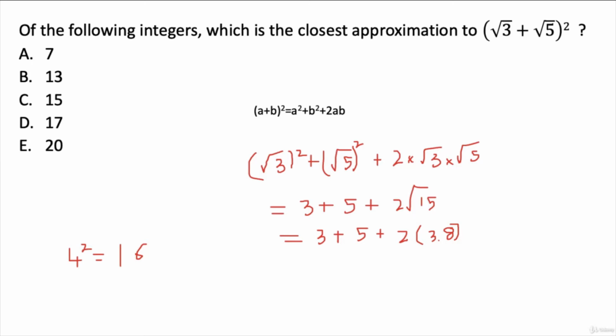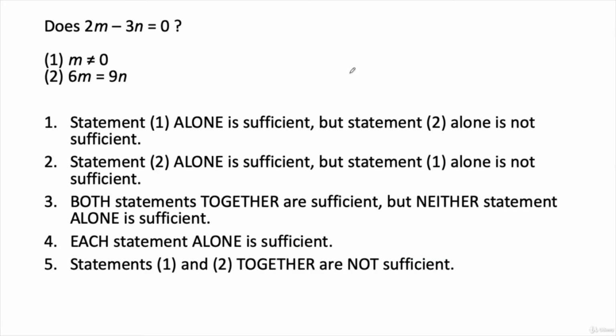Using this, I get the value of root 3 plus root 5 whole squared as 15.6. Since this is closer to 15, our correct answer would be 15. Now, if we also check it by calculator when we are practicing, we can get the correct answer very near to what we have got right now. This is a pretty simple question and can be easily solved in the exam.